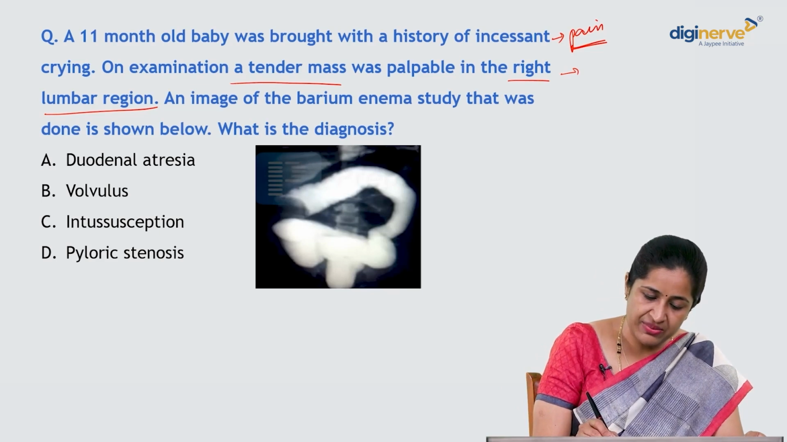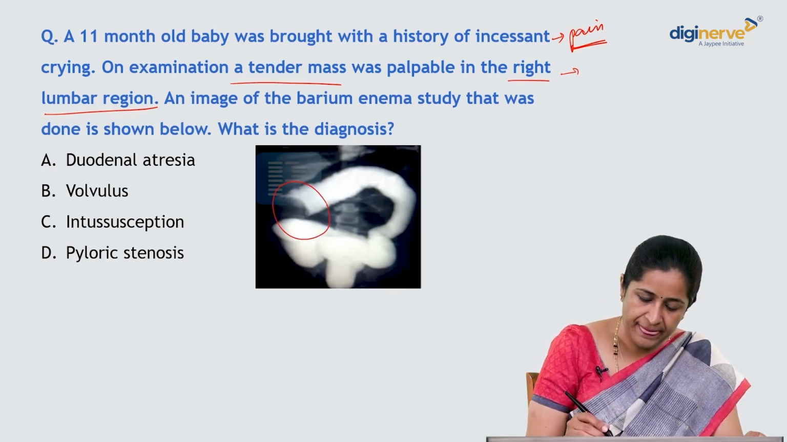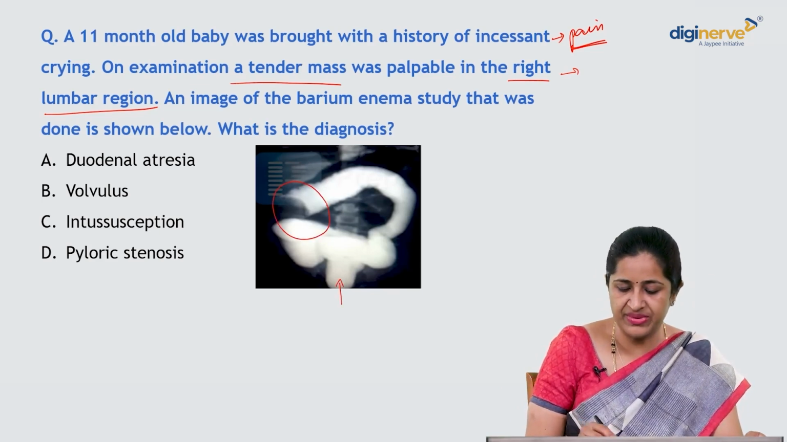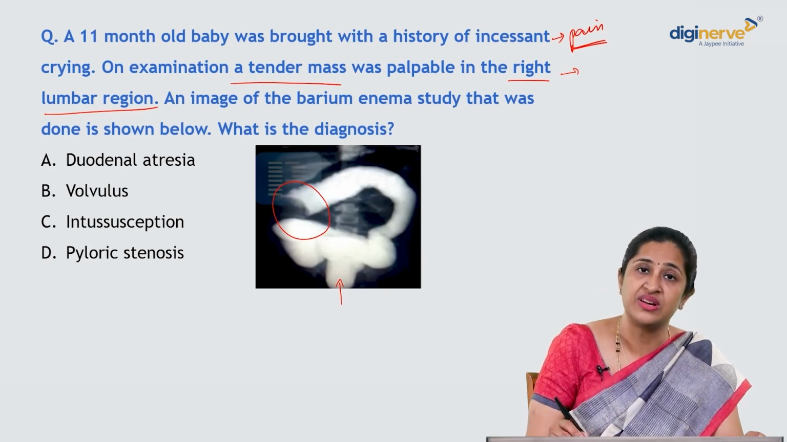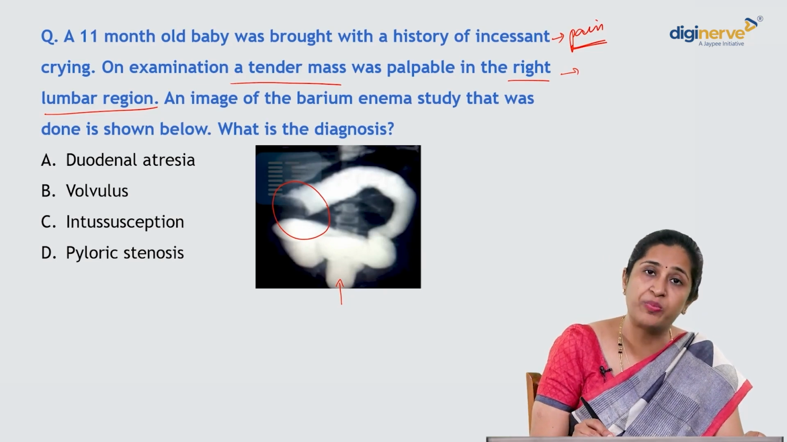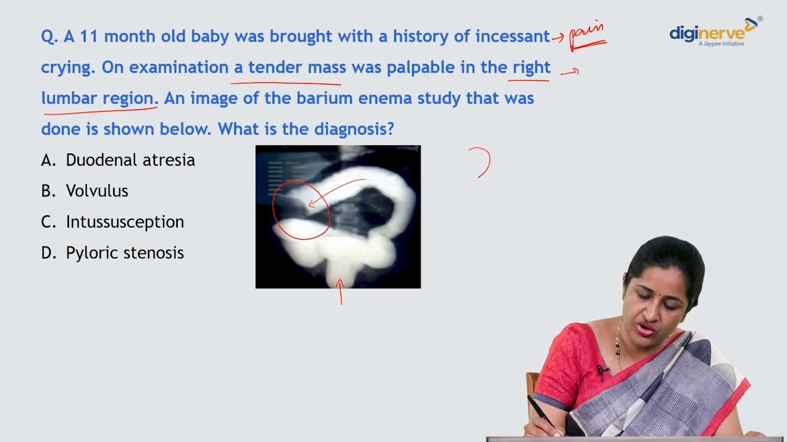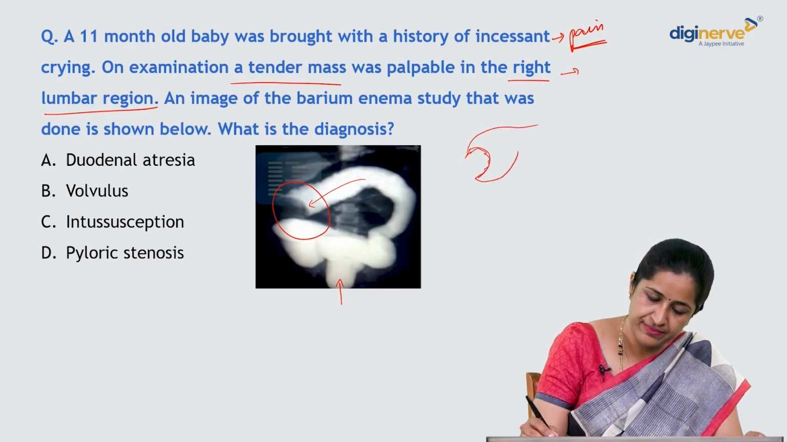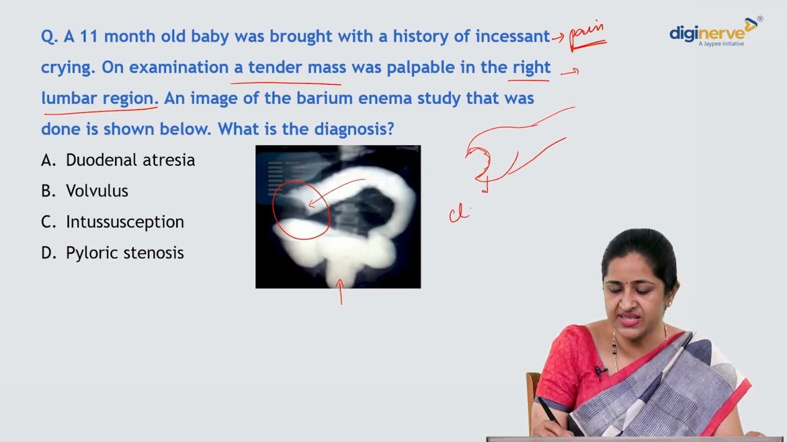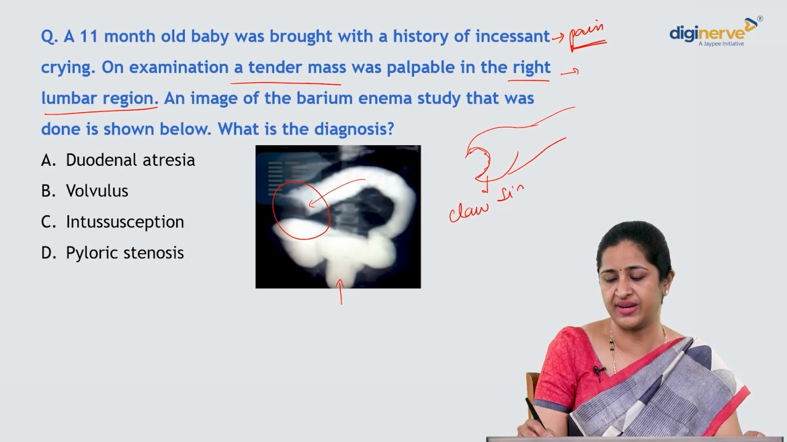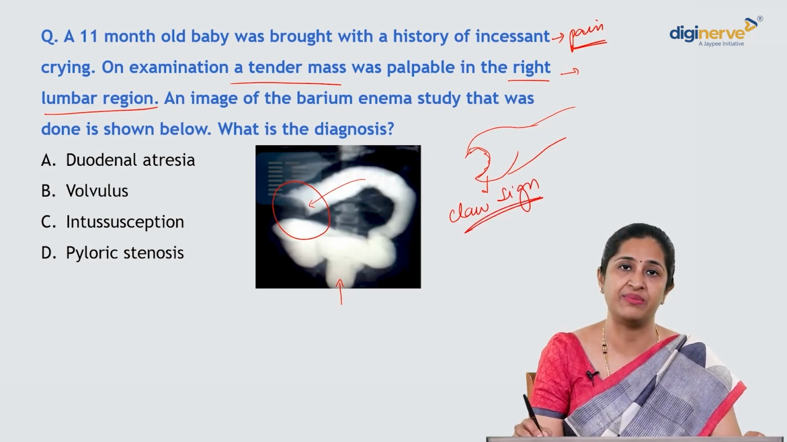And the barium enema has shown this. Now this is the enema. The enema has gone through the sigmoid colon, gone through the descending colon, and partly through the transverse colon. Now at the transverse colon, this kind of appearance is seen. This is called the claw sign for barium enema.